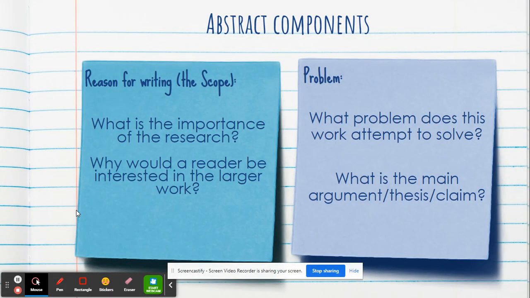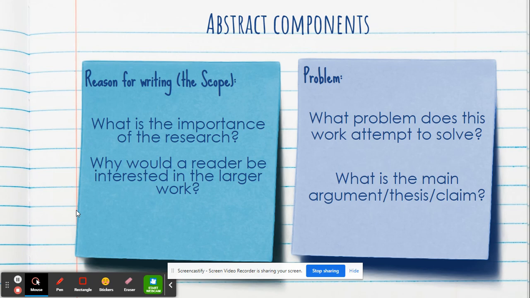There are multiple components in abstracts, and I want you to take a look at them one by one. So we're familiarizing ourselves with what we are needing to look for. So the first thing that's going to appear in an abstract is your scope or your reason for writing, your purpose. You're going to ask yourself, what was the importance of the research? Why would a reader be interested in the larger work?